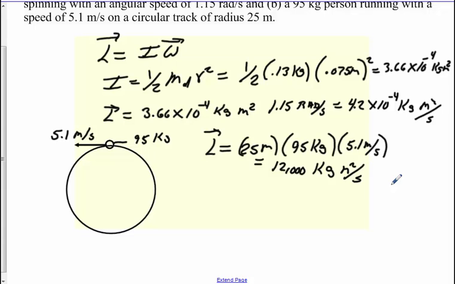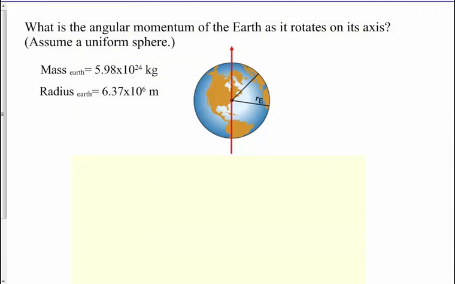Again, I'm doing quite a few problems, but I want to make sure you understand and have some good experience with these. In this problem here, I want to find the angular momentum of the Earth as it rotates on its axis. We have the mass of the Earth given as 5.98 times 10 to the 24th kilograms. The radius is 6.37 times 10 to the 6th. Okay, again, we treat this as a sphere, and the moment of inertia of a sphere is going to be 2/5 mr squared.